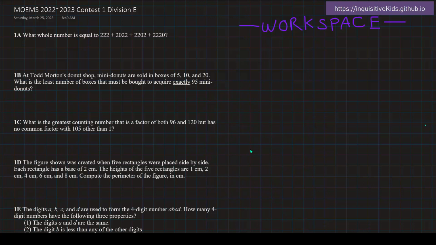When you're solving this, you're given 30 minutes to complete this contest, and no calculators are permitted. So that's just some things about the Math Olympiad contests. Now let's get straight into these questions. The first one is: what whole number is equal to 222 plus 2022 plus 2202 plus 2220?